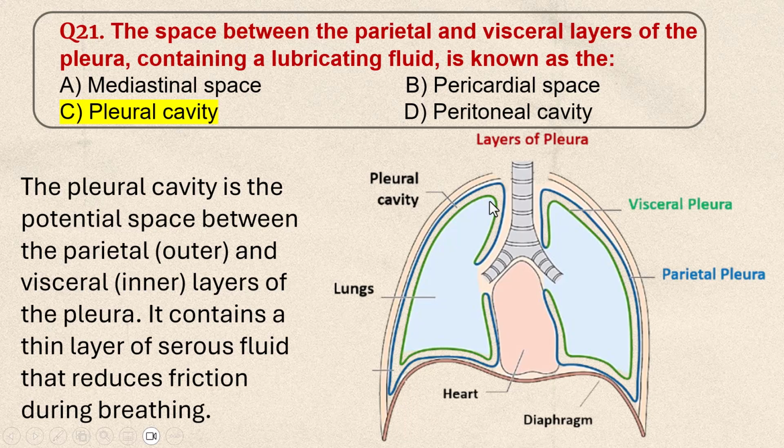Pleural cavity. As I explained earlier, the pleural cavity is the potential space between the parietal outer and visceral inner layers of the pleura. It contains a tiny layer of serous fluid that reduces friction during breathing. So these are the frequently repeated questions on the respiratory system.